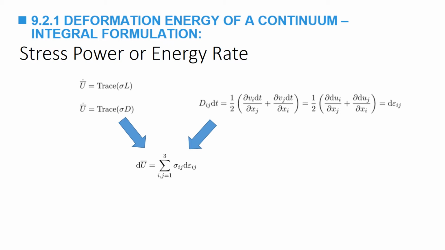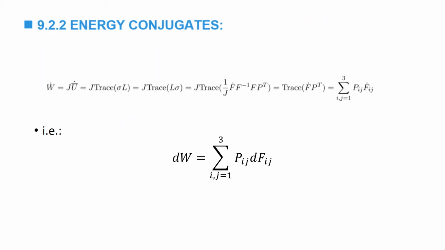In section 9.21, we showed that the increment in the strain energy per unit volume in the deformed configuration is equal to the sum over all the components of sigma ij multiplied by the corresponding change in the strain component delta epsilon ij. We also showed that the increment in the strain energy per unit volume in the reference configuration is equal to the sum over all components of the first Piola-Kirchhoff stress tensor multiplied by the corresponding increment in the deformation gradient Fij.